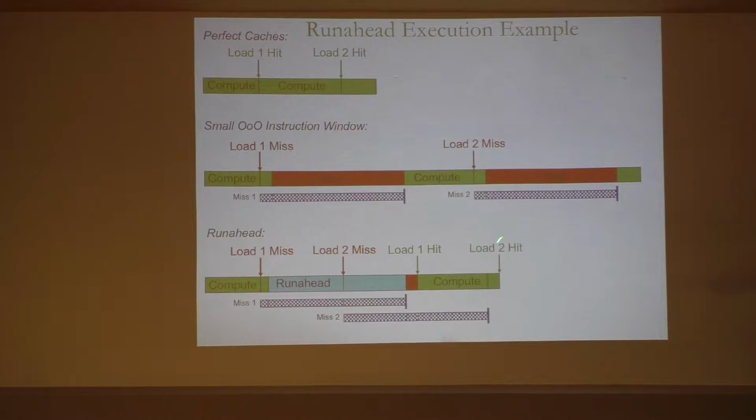But when you re-execute load 2, now it's a hit in the cache, so you don't need to stall for it. So you save a bunch of cycles. That's the idea with run-ahead execution. It's a processor-centric way of reducing memory latency by parallelizing cache misses, as opposed to stalling and doing nothing during that time.